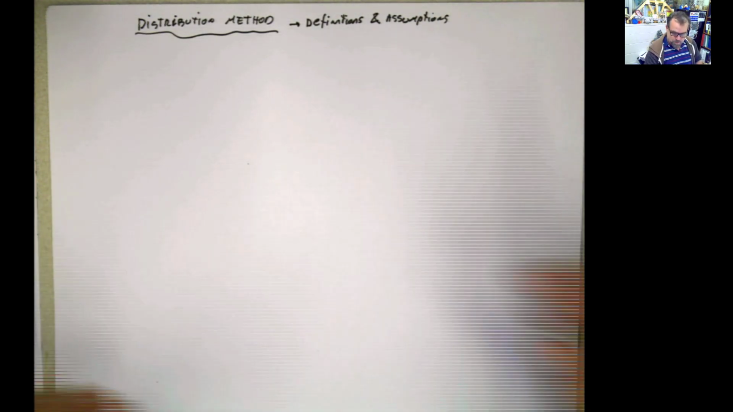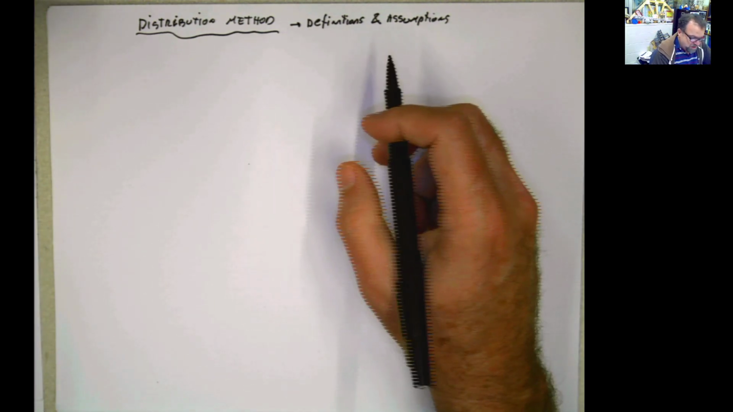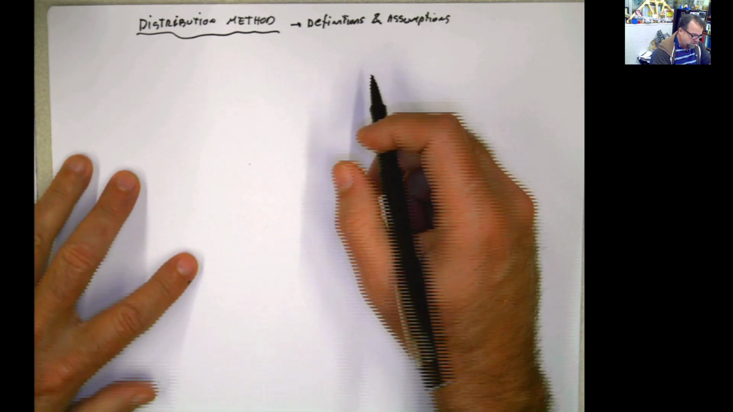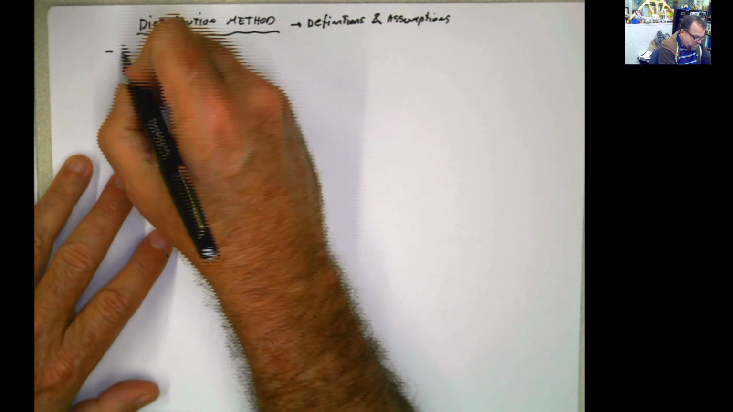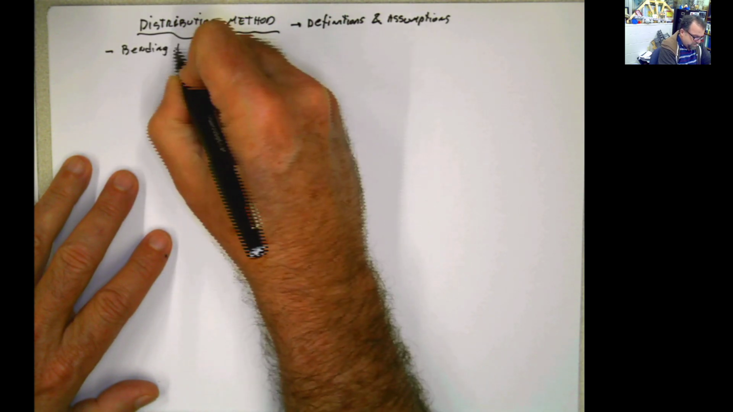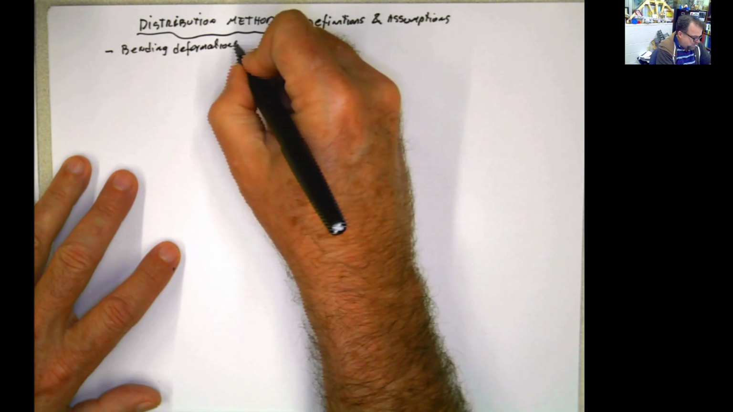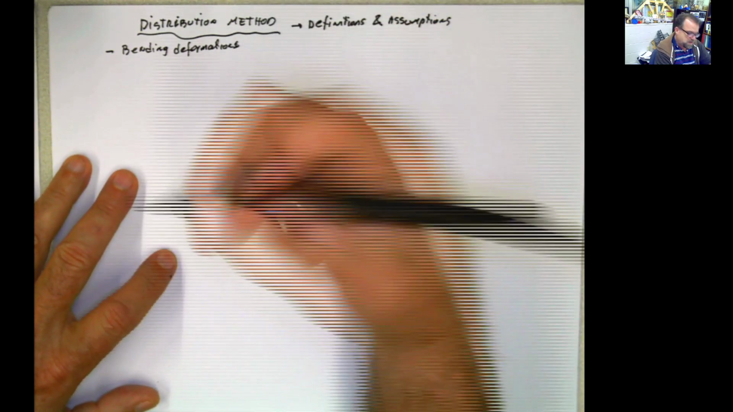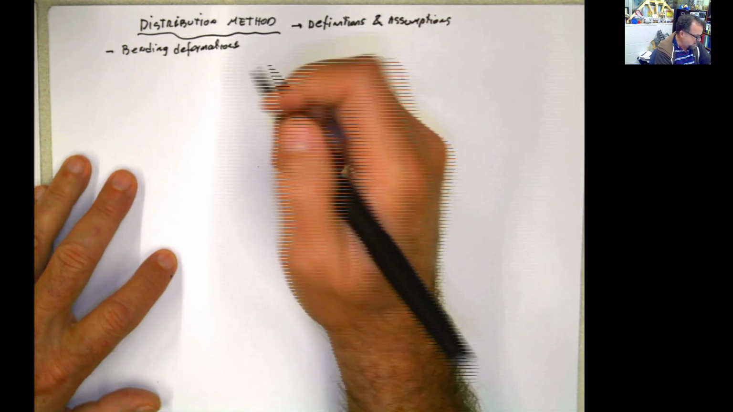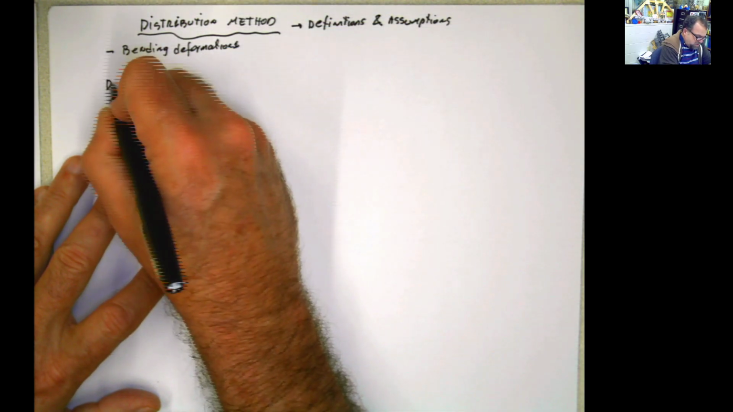Okay, in the previous video, I gave you a demonstration or explanation, if you will, of how the moment distribution works. Now we're going to be working with some definitions and assumptions that you have to pay attention to. Remember this method, the first thing, and we mentioned it before, it only takes into account the bending deformations. Important: it's a displacement method. We already discussed that. It was devised by Hardy Cross in 1924 or something like that. And here we are. So let's talk about the definitions first.